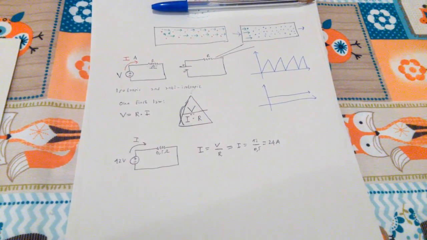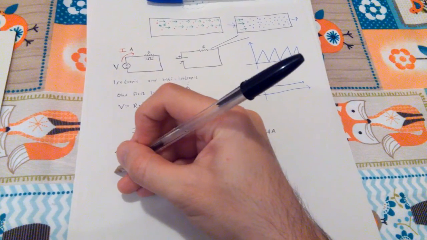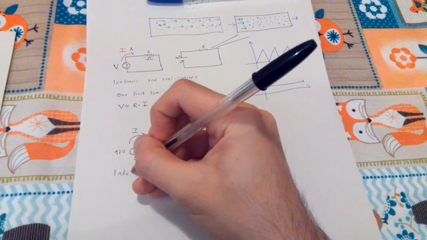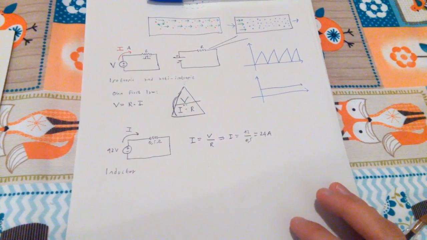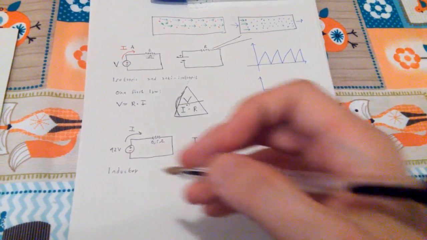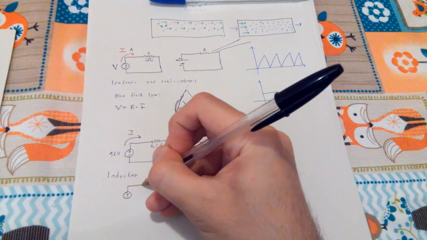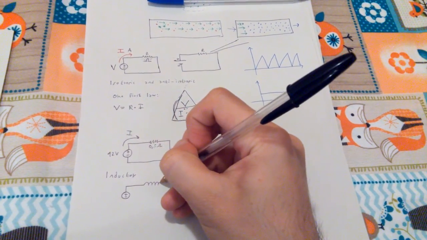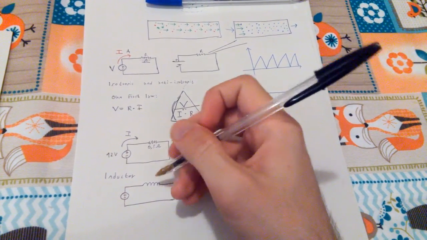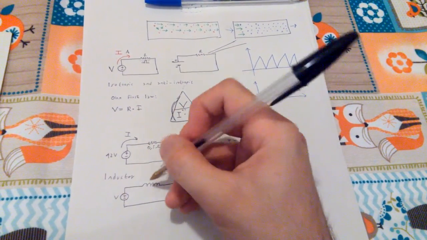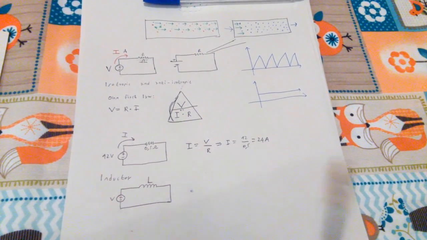Okay, so let's introduce something else in a circuit. Let's introduce the inductor. So what is an inductor? Well, I'm just going to draw the circuit with an inductor. An inductor is drawn like this. This is the inductor, and it's called with the letter L.